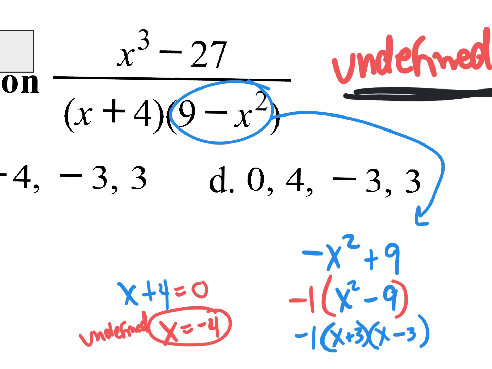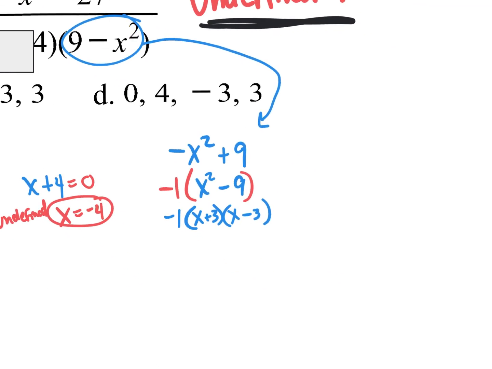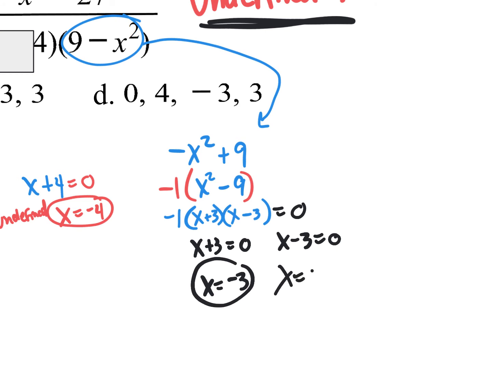Now how about over here, this factored form binomial, when we factor it out, we need to set that equal to 0 as well, okay? So let's make this equal 0, and we could use the zero product property, okay? And we'll have x plus 3 equaling 0, x minus 3 equaling 0, and the negative 1, you don't even have to worry about it. It'll be x equals negative 3, x equals positive 3.